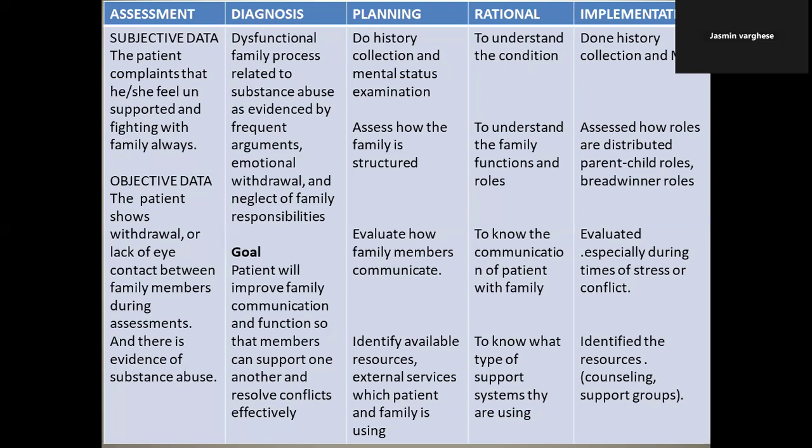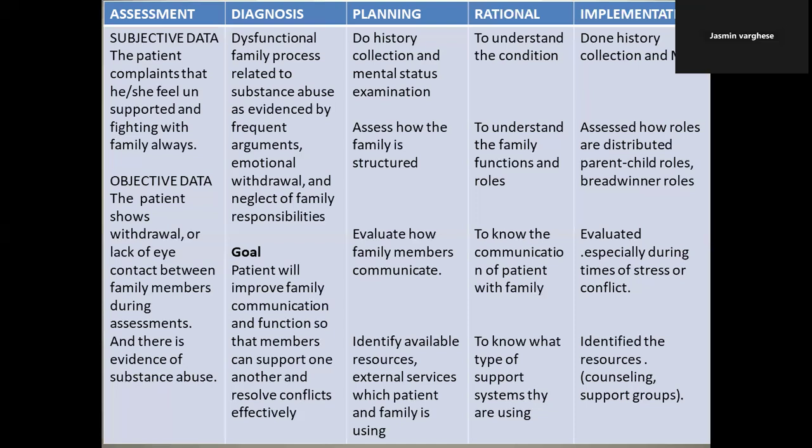Now we'll see the diagnosis. I have taken this diagnosis for this nursing care plan, but you have to take the diagnosis depending upon the condition. So here the nursing diagnosis: dysfunctional family process related to substance abuse as evidenced by frequent arguments, emotional withdrawal, and neglect of family responsibilities. Then one more thing you have to add in that column: the goal. The patient will improve family communication and function so the members can support one another and resolve conflicts effectively. The patient will improve family communication. That is the goal.